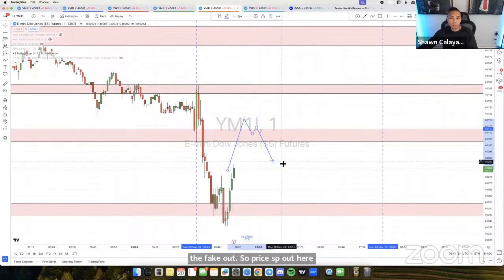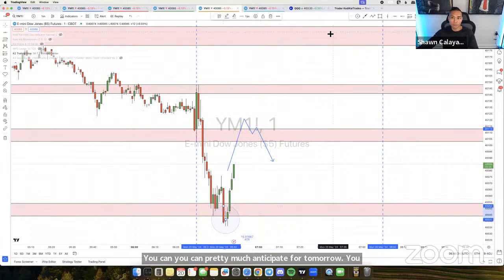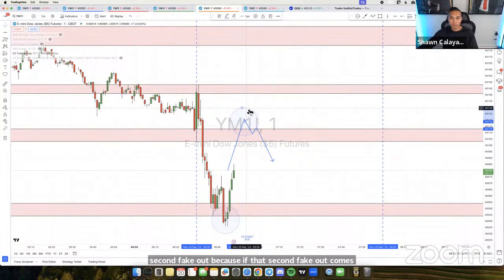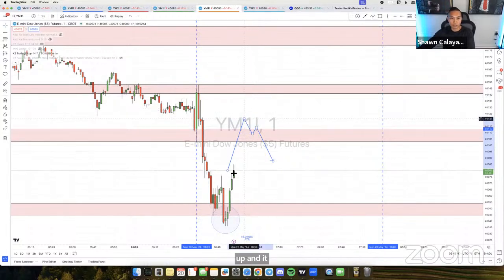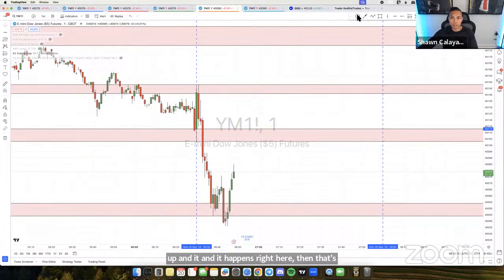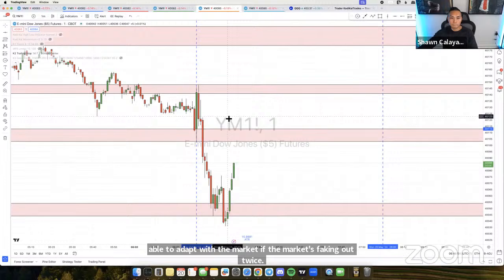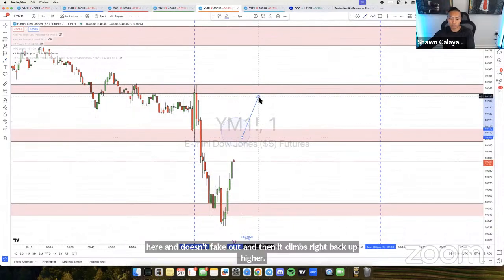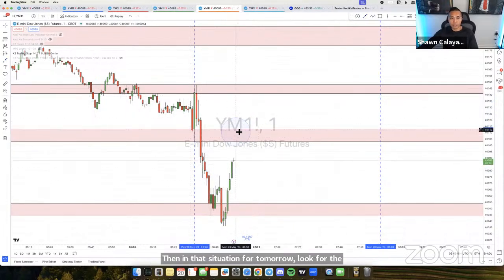you can pretty much anticipate for tomorrow, when you see the first fake out, look for the second fake out, because if that second fake out comes up and it happens right here, then that's probably what's going to happen tomorrow. And if you want to trade within the range, then that's perfectly fine. You can trade at the fake out, right? So you just got to be smart about it. You got to be able to adapt with the market. If the market's faking out twice, think for the fake out tomorrow twice as well. If it doesn't fake out, say for example, price comes up here and doesn't fake out and then it climbs right back up higher. Then in that situation for tomorrow, look for the breakout. Look for the breakout, fake out, breakout.